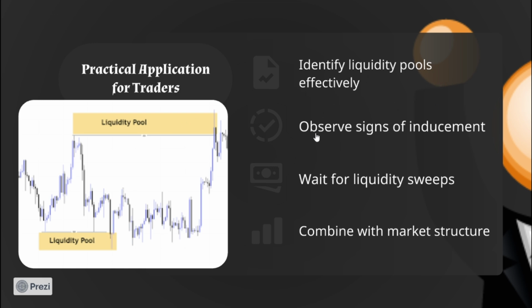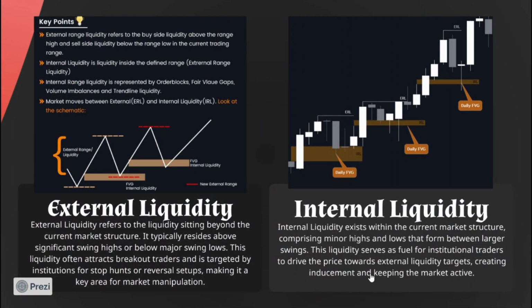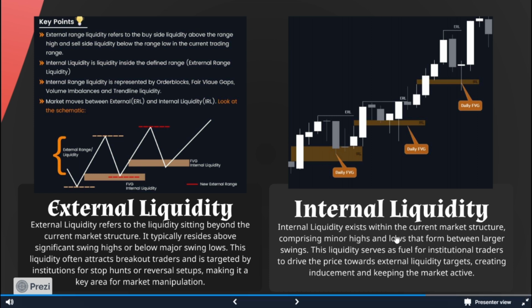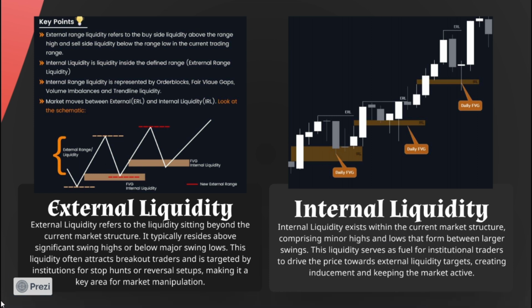So these are the practical applications of trades. Identify liquidity pools effectively, observe signs of inducement, wait for liquidity sweeps, combine with market structure. Key points: external range liquidity refers to buy-side liquidity above the range high and sell-side liquidity below the range low in the current trading range. Internal liquidity is what happens inside, such as fair value gaps and order blocks, which contribute to the external ones, and these internal ones are the ones which give you your entry points. So this is internal, this is external range liquidity.